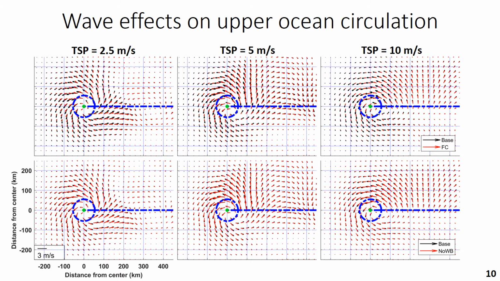So what this demonstrates is specifically how much the wave breaking contributes, where we see in the fully coupled case, the currents are reduced and also deflected to the right relative to the base. So you have a similar effect, but just to a much smaller degree in the bottom three panels in the no wave breaking experiment.